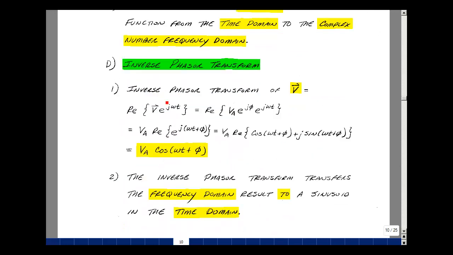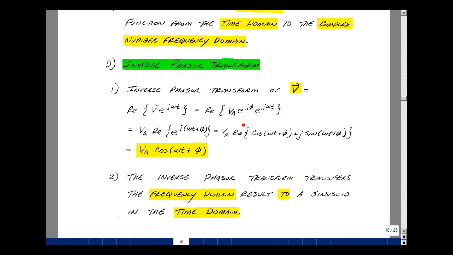So in the frequency domain, we're going to solve our circuit problem and come up with a resultant voltage or current. Suppose that that's equal to V. The inverse phasor transform is putting this back into the time domain. We have to multiply this by e to the j omega t, taking the real part of our phasor, and then we'd suppress this rotating frequency, and then put this back in as v sub a times e to the j phi, bring the v sub a out.